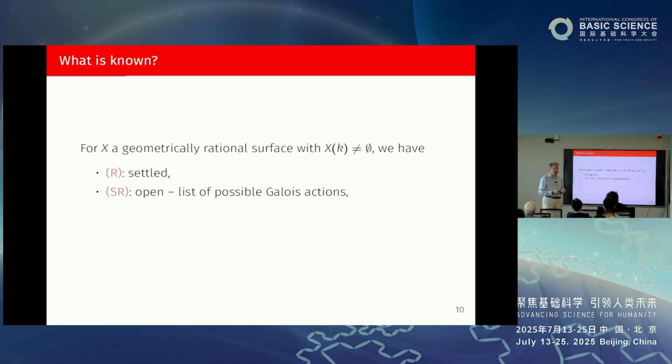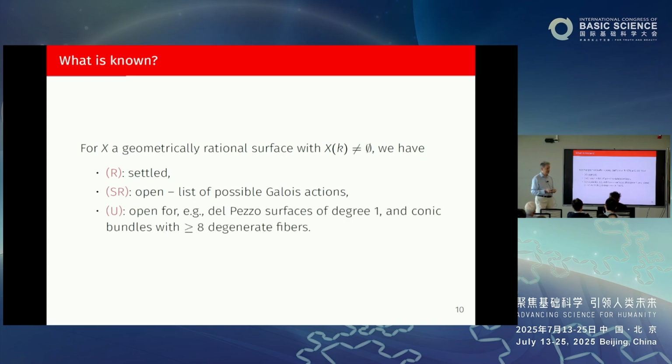Now, stable rationality is still open. There is a list of possible Galois actions. In other words, you know the variety is not rational, but you don't know if it may be stably rational, and all obstructions vanish. Unirationality is still open in degree 1, even though there are some partial results by Kollár. Conic bundles with at least 8 degenerate fibers.